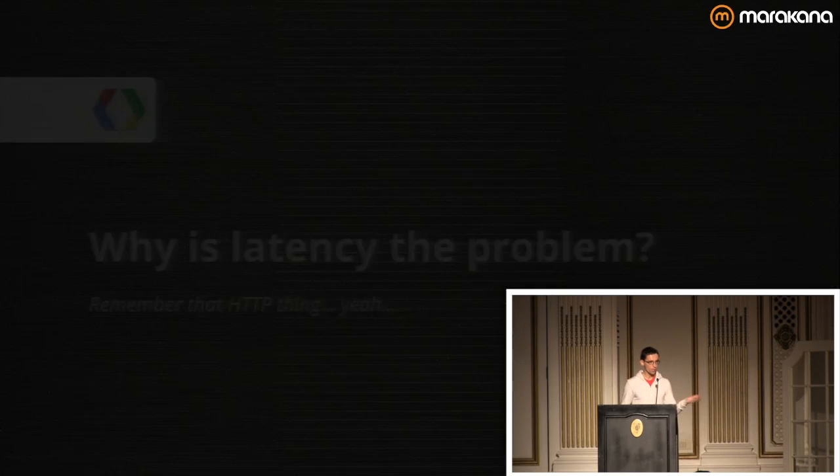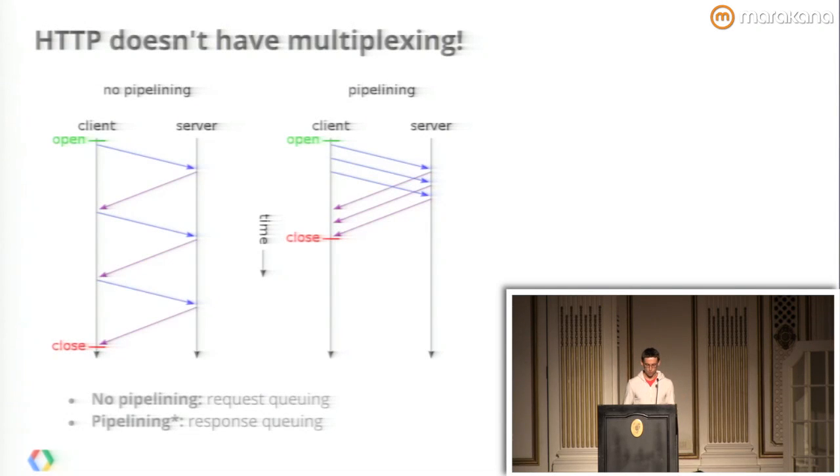So once again, why is latency the problem, right? We're trying to render web pages. So if you guys are familiar with HTTP, HTTP 1.1 introduced this concept of pipelining. So the basic operation of HTTP is to say we have one connection and you send the request, you wait for the response. Once we get the response, you can send another request.